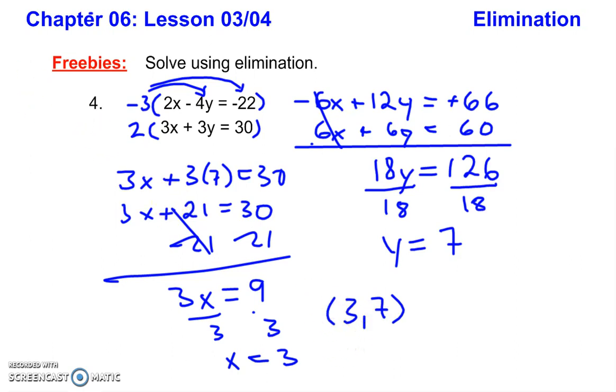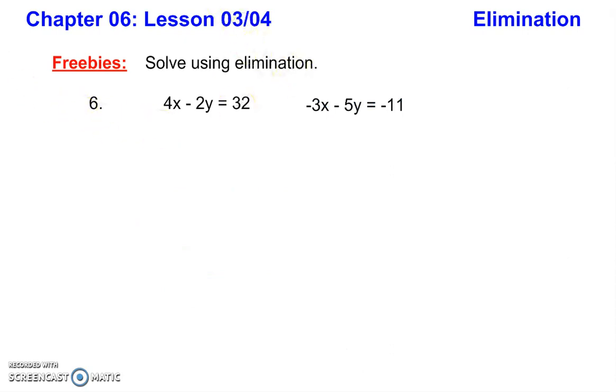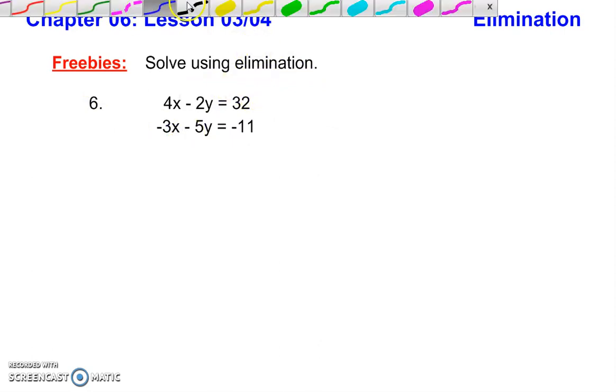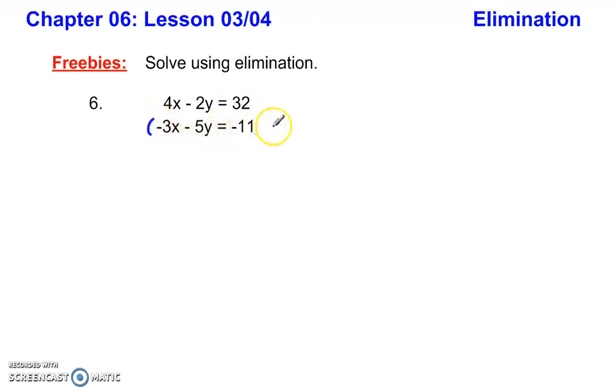How about one more freebie? Okay, so line them up. There we go. And then see what can we cancel out here. Well, in this case, again, really doesn't matter. Here we already have an opposite sign for this one, so how about let's just multiply for these to match. So we'll do 3 and 4.